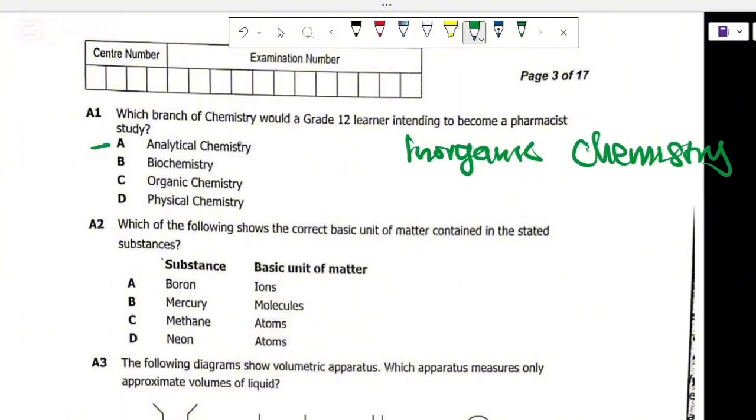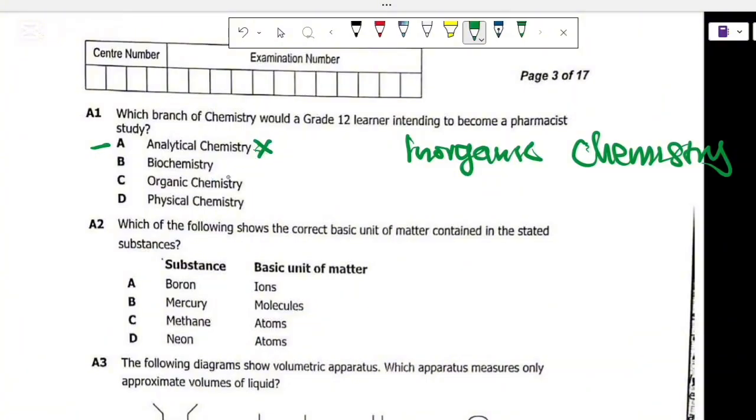It is part of pharmacy. Pharmacists usually learn analytical chemistry because you want to make sure that the drugs that you are giving to a person are actually in accurate amount. You don't want to give them too much or too little. So that requires some analysis, and that is what analytical chemistry is about. But it's not really a key branch of chemistry that this grade 12 learner is going to intend to learn in order to become a pharmacist. So this one we can eliminate.